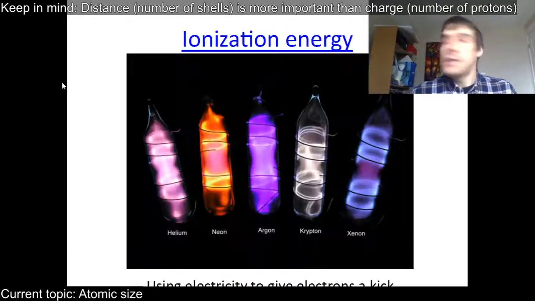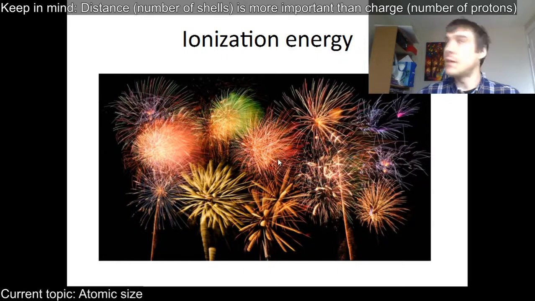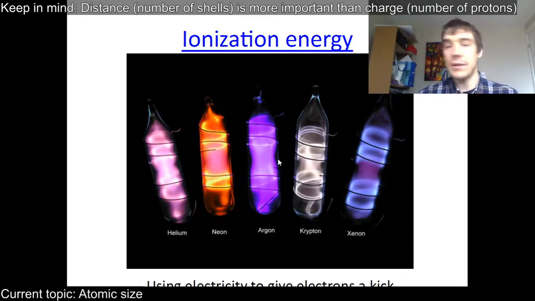Okay, one last thing just for fun. Ionization energy is using electricity to give these electrons a kick, and because different elements have different electron shells and different jumps that the electrons can do, you actually get different colors. So you get helium versus neon versus argon versus krypton versus xenon. They make different colors. That's how fireworks work. Instead of electricity, you use heat to give the electrons a kick, but it's the same idea. You get different really cool colors out of your different elements.